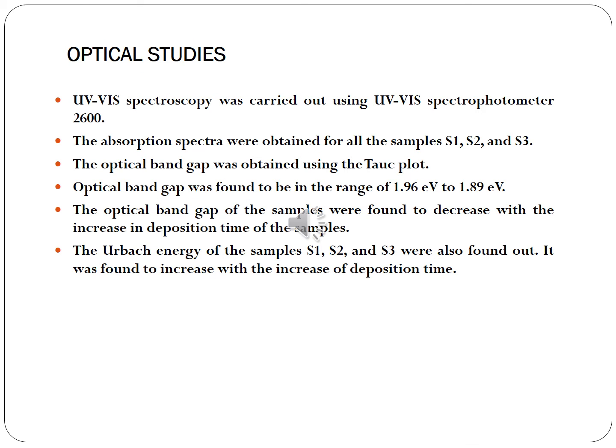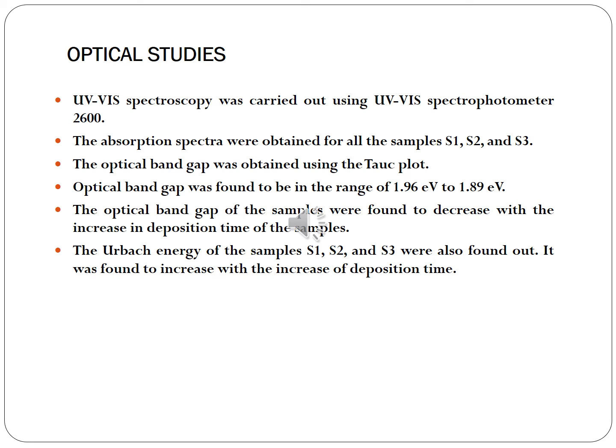Now the optical studies of all the thin films. UV spectroscopy was carried out using a UV spectrophotometer 2600. The absorption spectra were obtained for all the samples S1, S2 and S3. The optical band gap was also calculated using the Tauc plot. Optical band gap was found to be in the range of 1.96 electron volt to 1.89 electron volt. The optical band gap of the samples was found to decrease with the increase in deposition time.